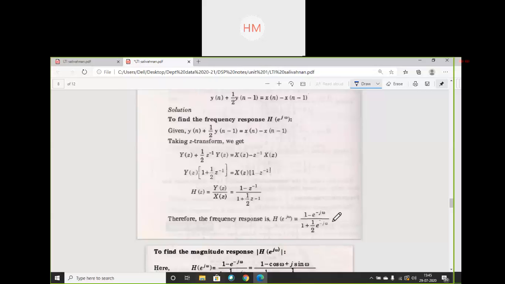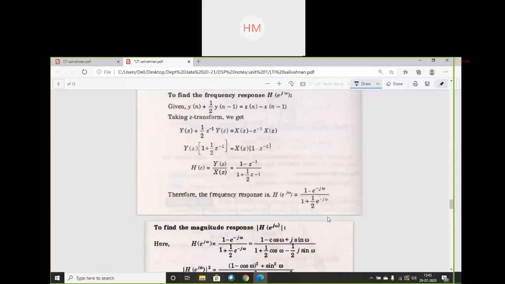Now to find the magnitude response, I will substitute. Here I am having a single term of e to the power j omega, so I can substitute it and find out the values. So what I will get: e to the power minus j omega is cos omega minus j sin omega. Minus is there, so this will become plus, okay. I am putting e to the power minus j omega in terms of cos and j sin.